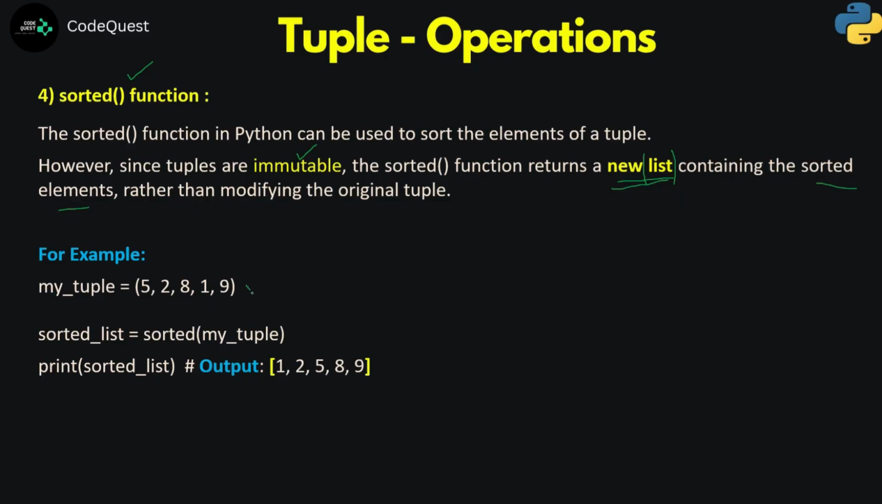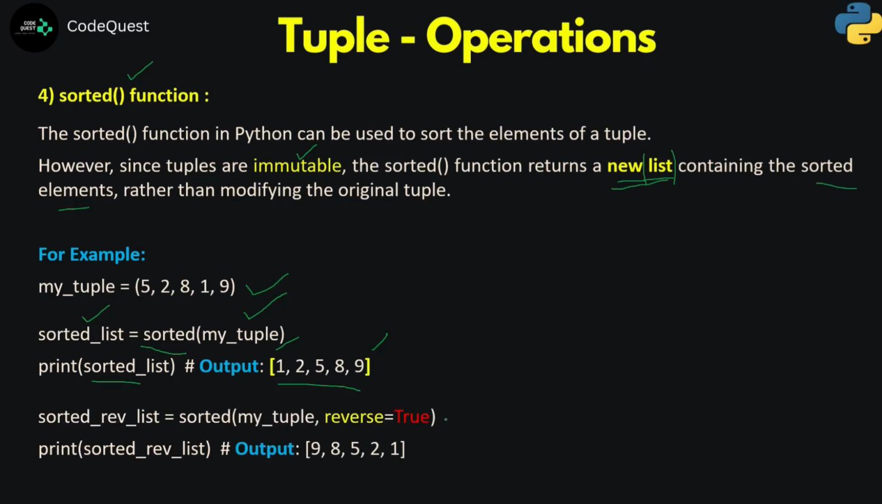Let's say we have taken a tuple here holding this set of values. I am now applying sorted on this particular tuple. So when I print this sorted list, I'm going to get all the elements in the form of a list. You can see this square bracket, which indicates this is a list, and in this all these elements are in ascending order.